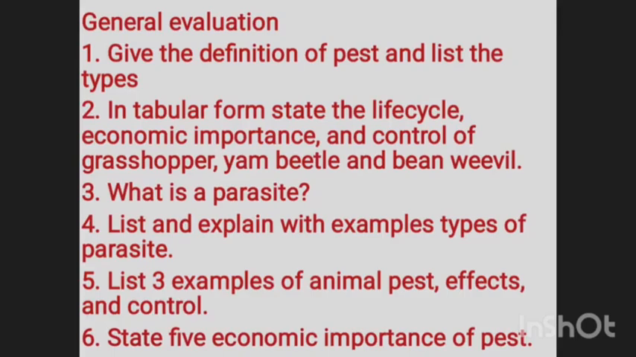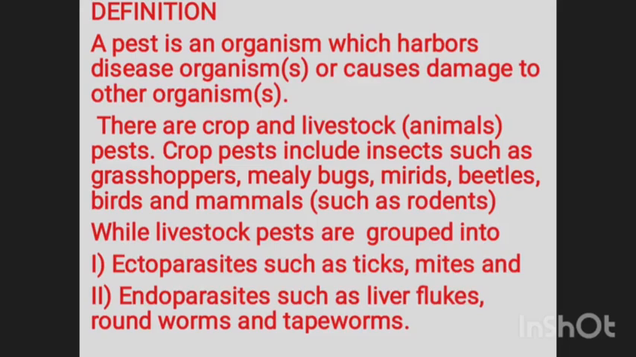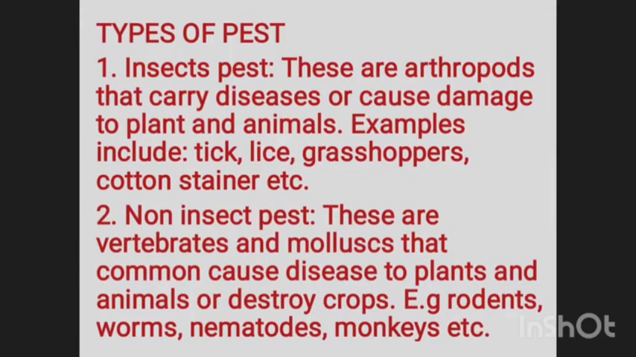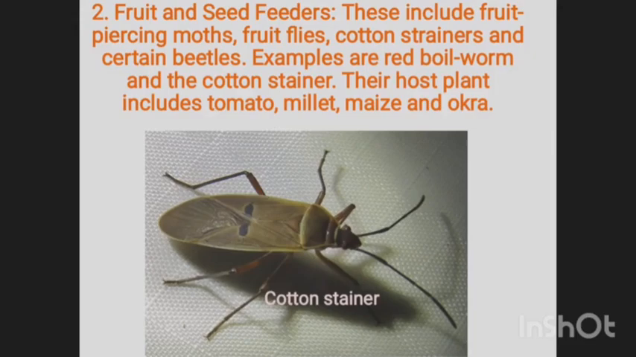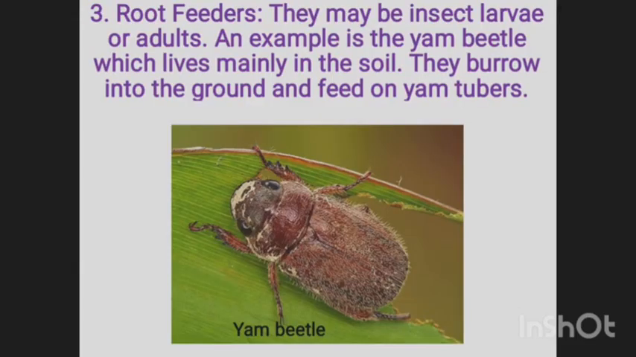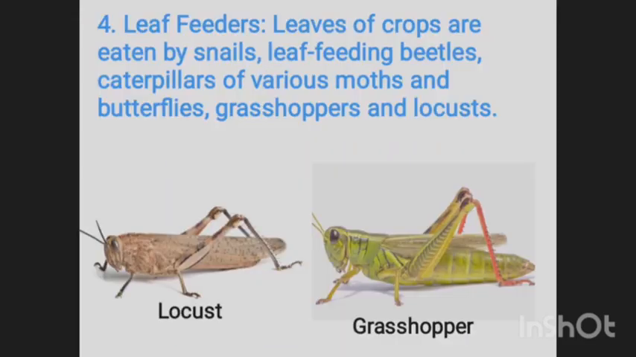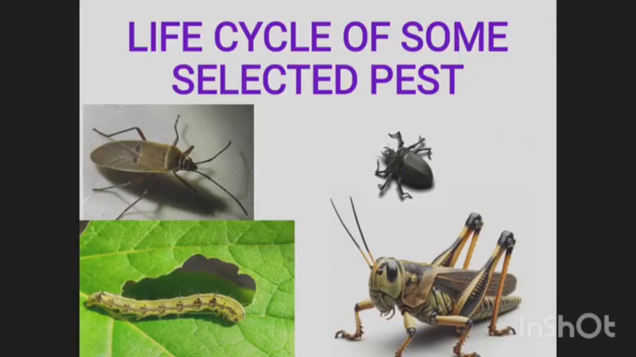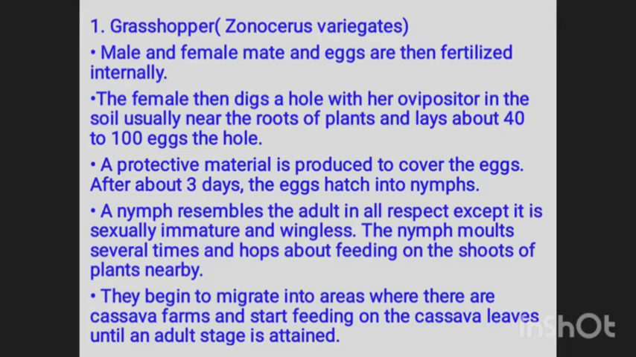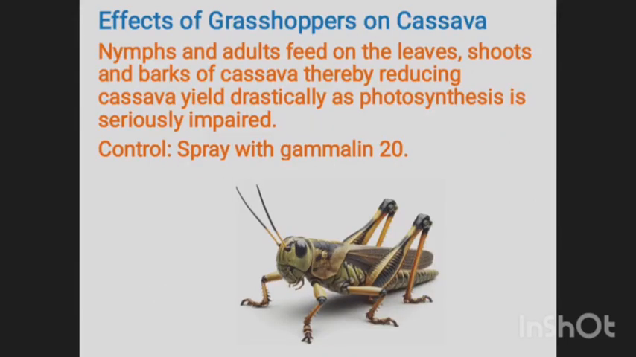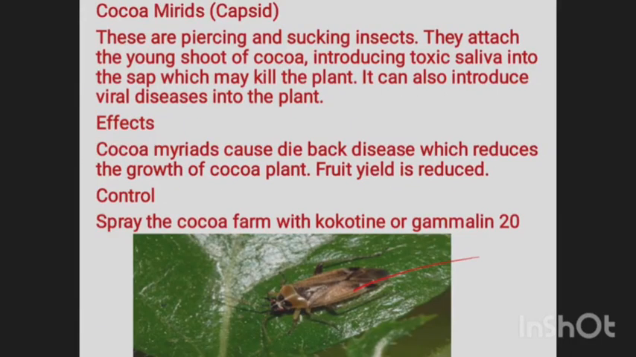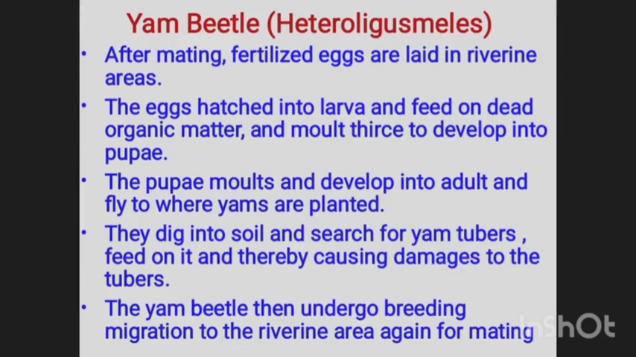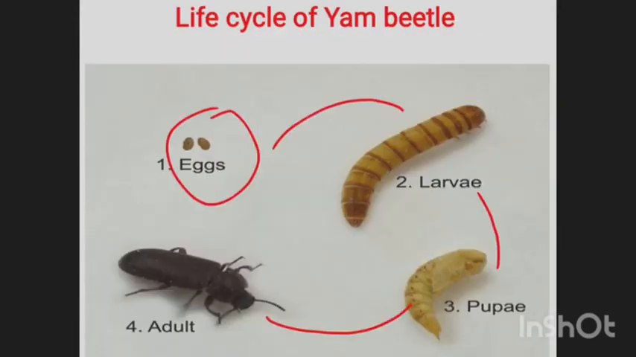So these are all what we looked at in the class. We start with the definition. We look at the types of pests. Look at the groups of various pests: stem borers, fruit and seed feeders, root feeders, leaf feeders, young shoot feeders. We also look at the life cycle of some selected pests. Look at the grasshopper. We look at the cassava mealybug. We look at the bean weevil. Look at the cocoa mirids, the yam beetle. And we also look at the life cycle of the yam beetle.